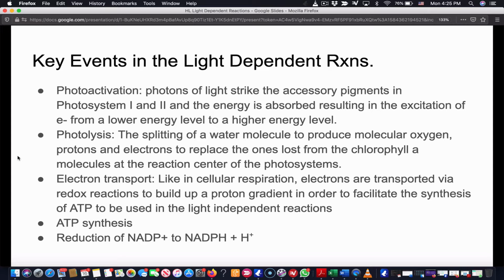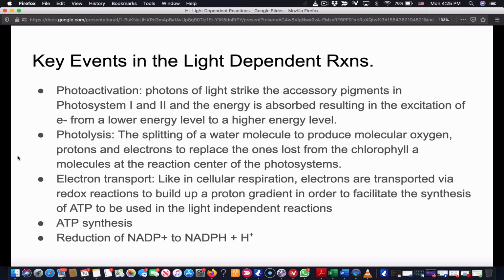Following that, photolysis occurs, and we'll look at that in detail. And that's when ultimately you saw that those electrons get ejected from the chlorophyll molecules in the reaction center. And when they're ejected, they have to be replaced. Otherwise, we can't continue absorbing more light. So they need to constantly be replaced. And the source of that is water molecules.